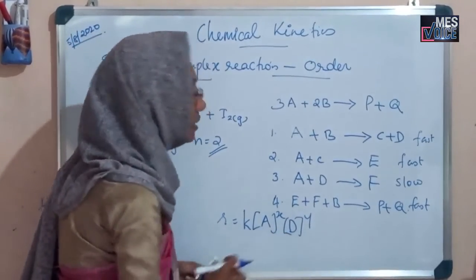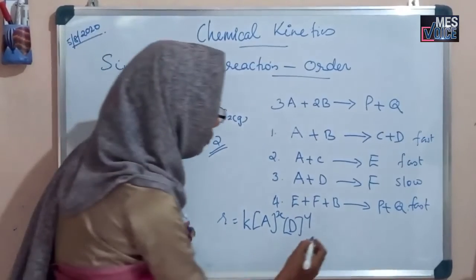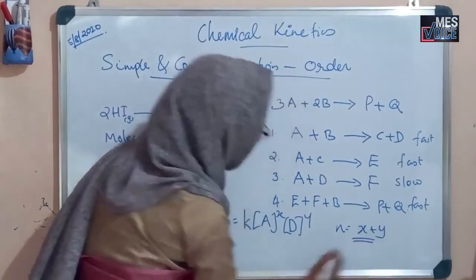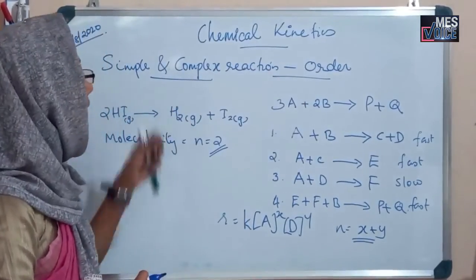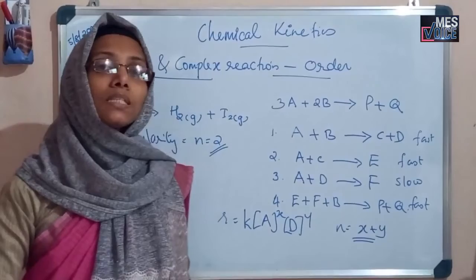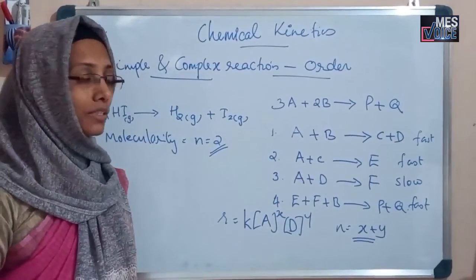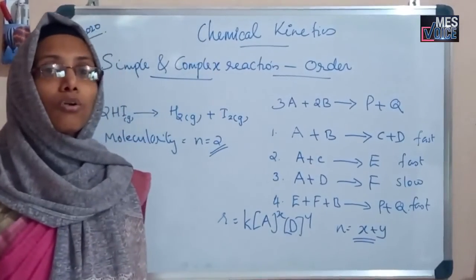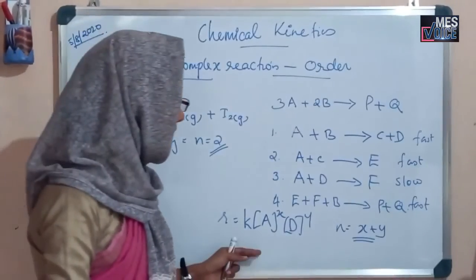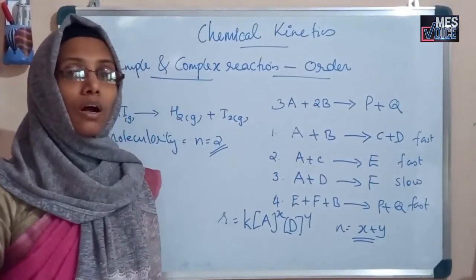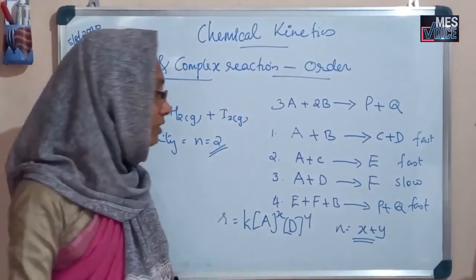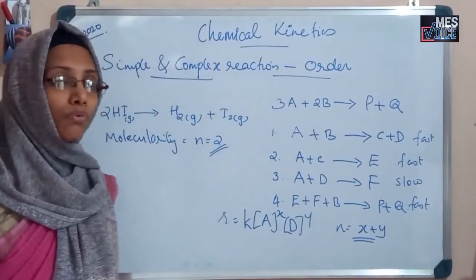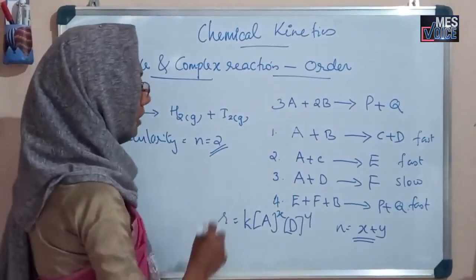So the order of the reaction is the order of the slowest step, that is, n is equal to x plus y. That is, for a complex reaction, each step has its own molecularity, but the order of the overall reaction is the order of the slowest step of the reaction, and the rate of the reaction also is the rate of the slowest step. That is, the slowest step is the rate determining step of a complex reaction.